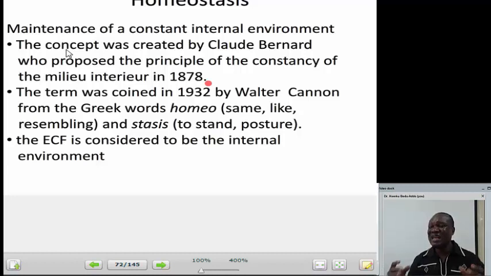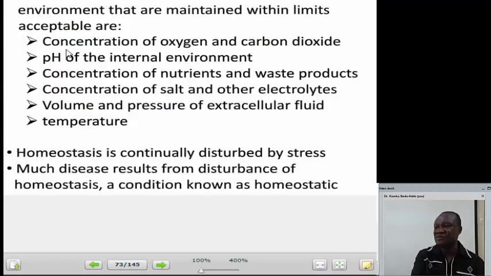Now, the internal environment of an organism is the extracellular fluid. Mind you, we have intracellular and extracellular fluid. The extracellular fluid is the internal environment of the organism, and in our case, the human being. The extracellular fluid, meaning the plasma and the interstitial fluid, as well as the transcellular fluid.